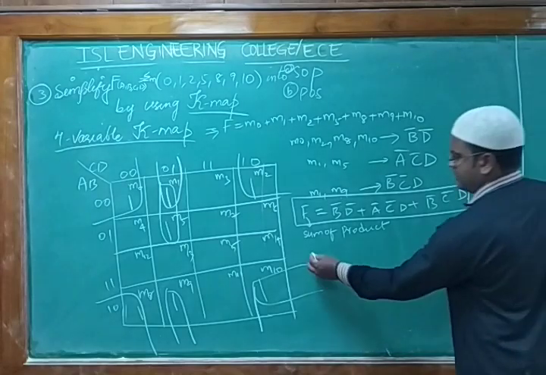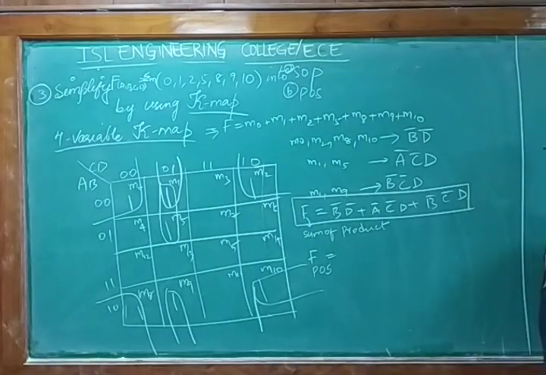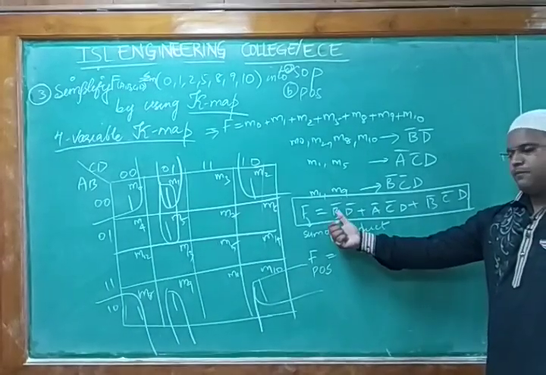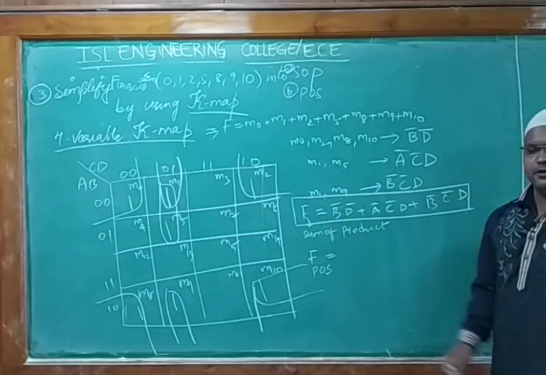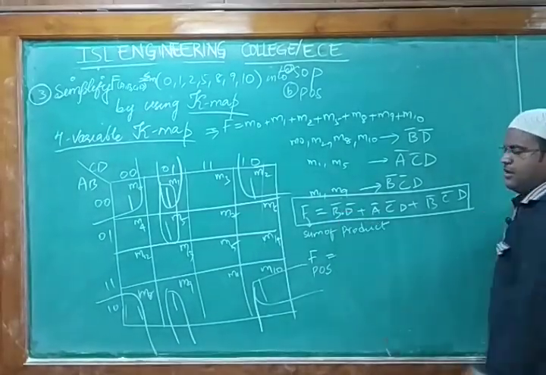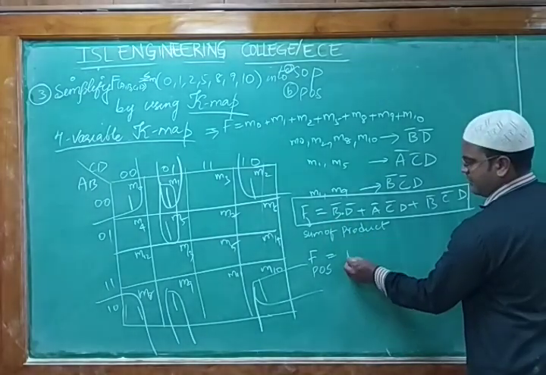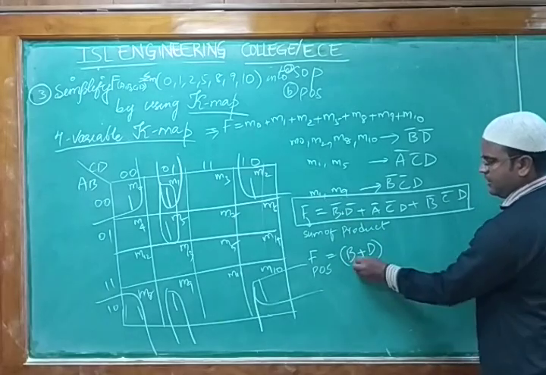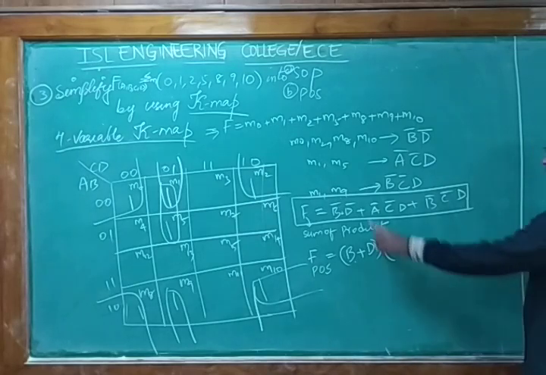So how do we get to the POS form? To write this same function in POS, you take the complement and reverse: multiplication will become addition and addition will become multiplication. Here there is multiplication, which I can modify. B complement will become B, the product will become plus, and this becomes D. So it is nothing but B plus D, into, plus will become into.